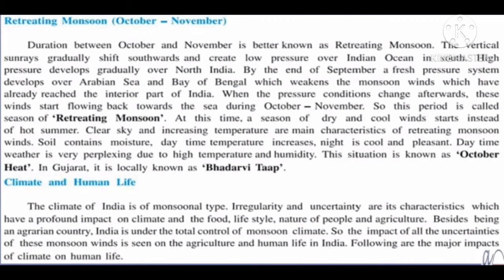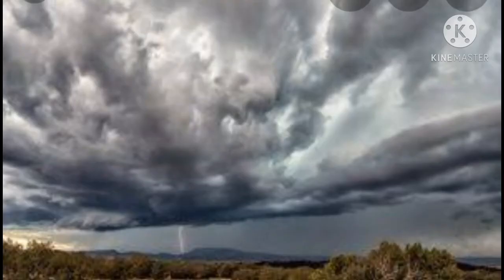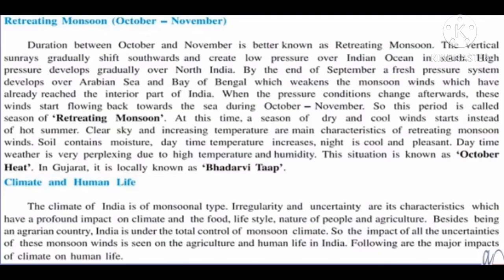Now climate and human life. The climate of India is of monsoonal type. Irregularity and uncertainty are its characteristics, which have a profound impact on climate and the food, lifestyle, nature of people, and agriculture. Besides being an agrarian country, India is under the total control of monsoon climate. So, the impact of all the uncertainties of these monsoon winds is seen on the agriculture and human life in India. Following are the major impacts of climate on human life.